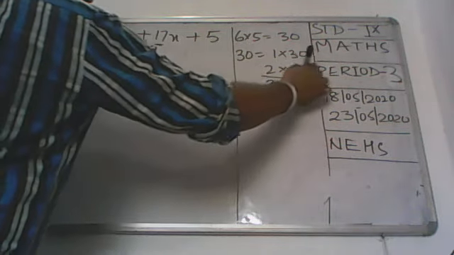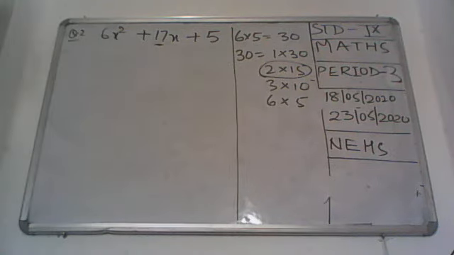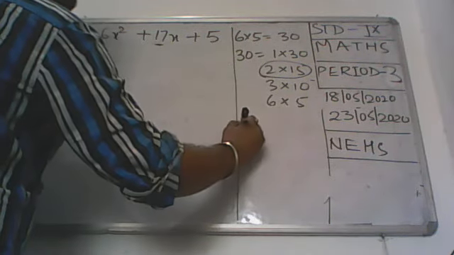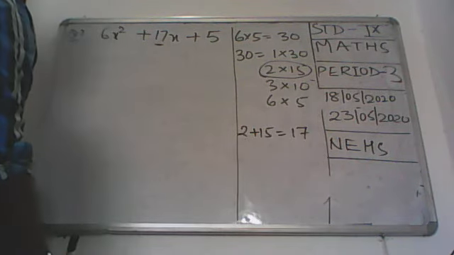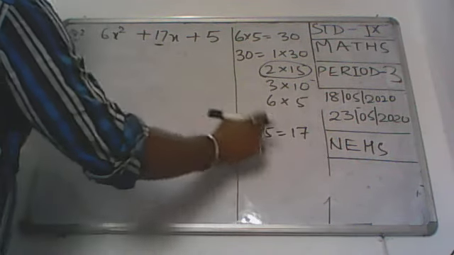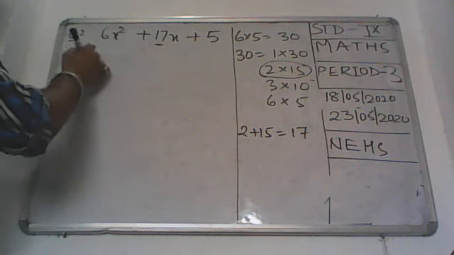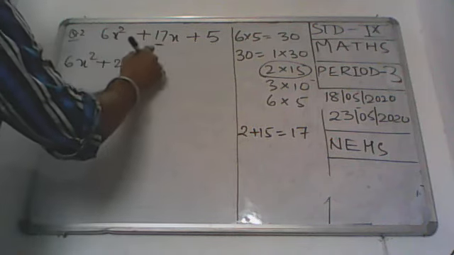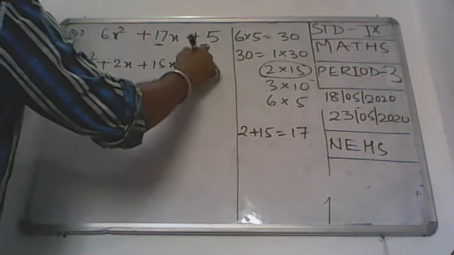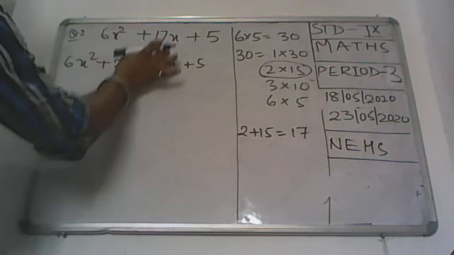So this is the factor pair, 2 into 15. Now see one thing, 2 plus 15 is equal to 17. So here we can write 6x square, and we need plus 17x also, so plus 2x plus 15x plus 5. Now this is equal to 17x only, see.